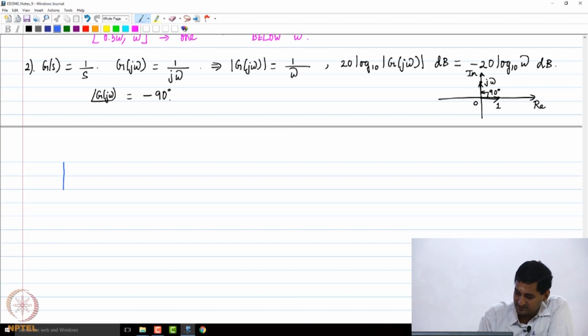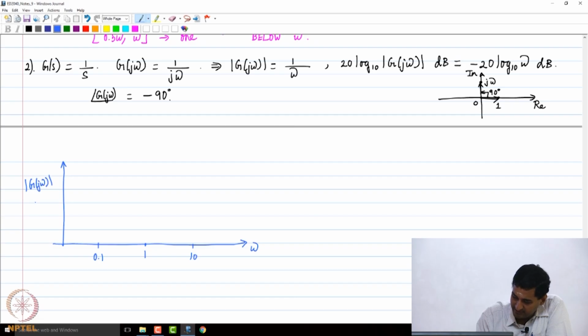So let's plot them and then see how we get those values. Let's say I start with 1, I go to 10, then I go to 0.1, and this is the magnitude of g of j omega in decibels.